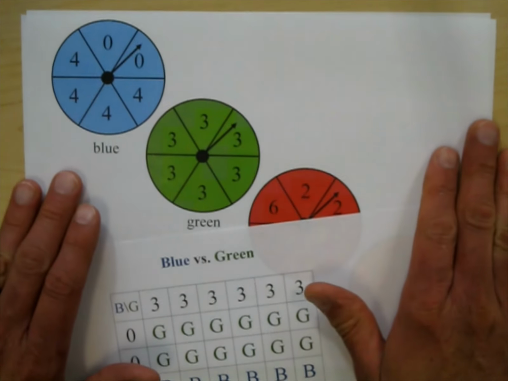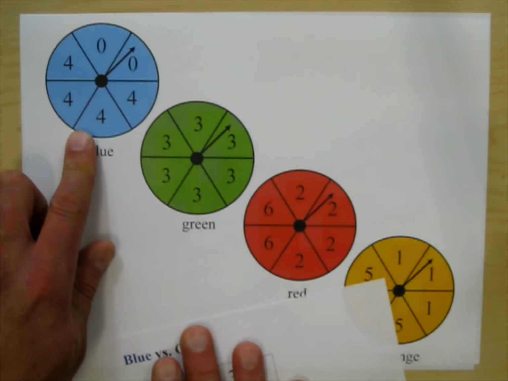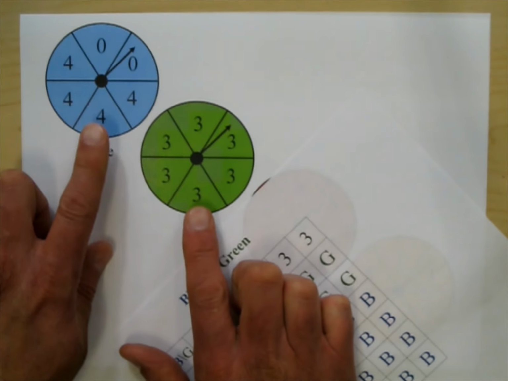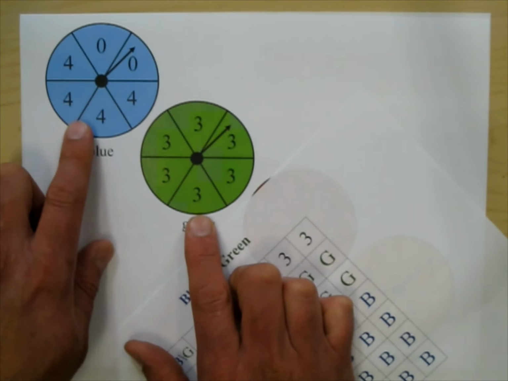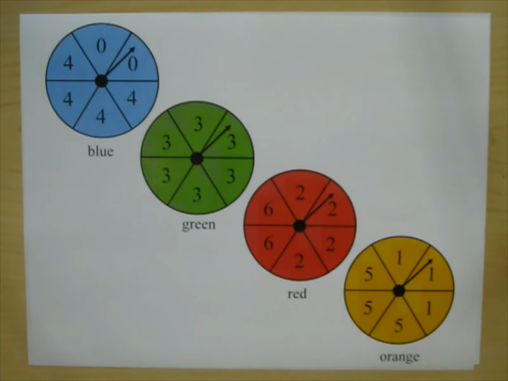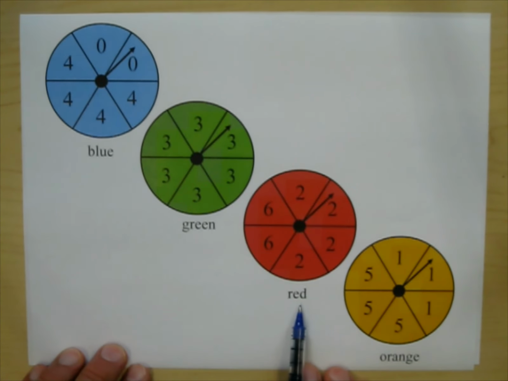Okay, so if you just had these 2 spinners, and the red and the orange one weren't there, you would say, okay, I want the blue one, and then your friend has to pick the green one, and then you're going to win 2/3 of the time. Now let's see how green and red compare.